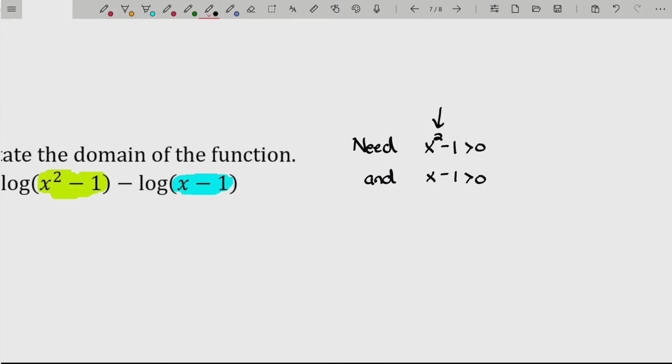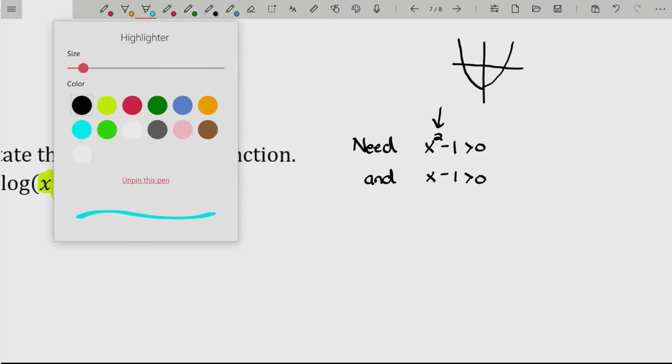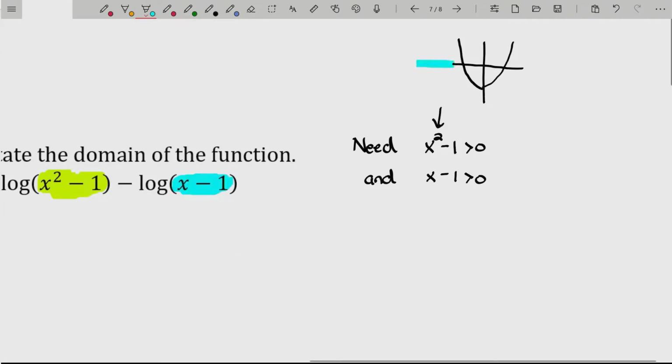This first one is just a parabola shifted down 1 unit. It looks something like that. And I'm asking, when is it above the x-axis? And it is above the x-axis on this interval right here. So I happen to know, by the way, those x-intercepts are at 1 and -1. So I happen to know that this inequality is satisfied on -infinity to -1, union 1 to infinity.